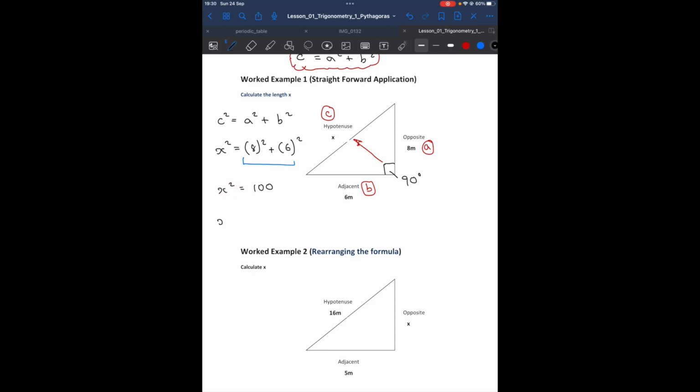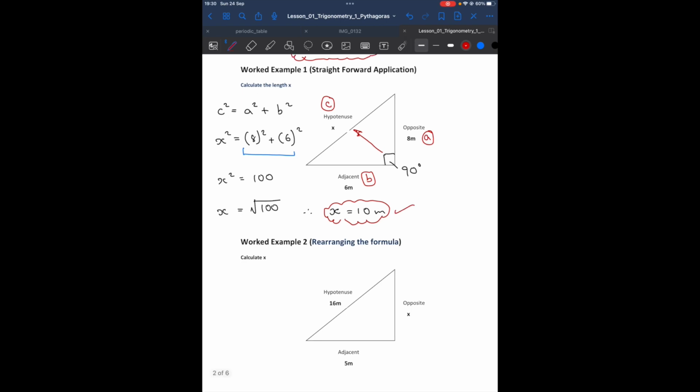So if we do that, the square root of 100, again, you can use your calculator to work that out. You're going to get X is equal to 10. And then at the end, I'm going to put back the units. In this case, it's going to be meters. And that is what your final answer is going to be.